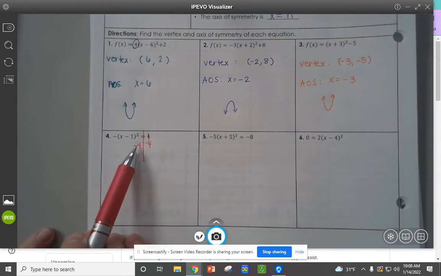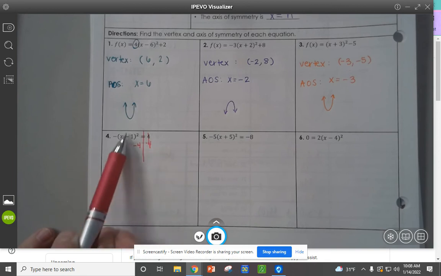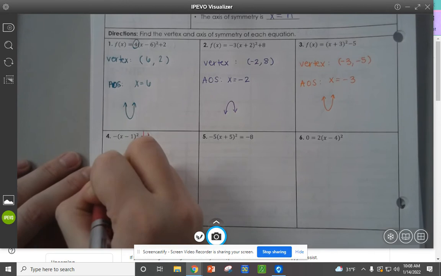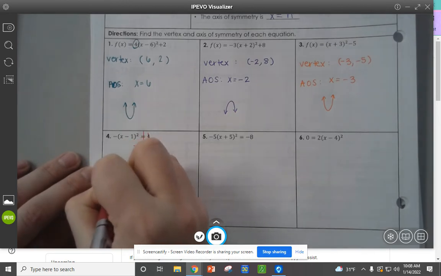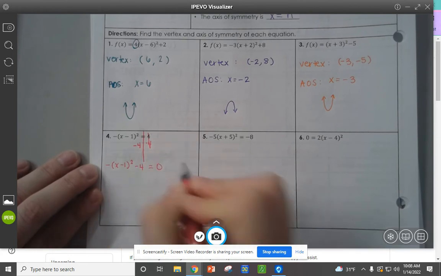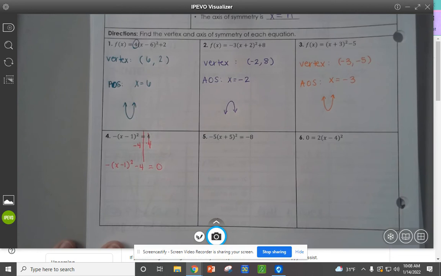Now, I cannot subtract the 4 from this 1 because this -1 is inside of the parentheses and it's being squared. You can't combine those in any way. So we rewrite it with the -4 just at the end. And that becomes equals 0 because 4 minus 4 is 0.